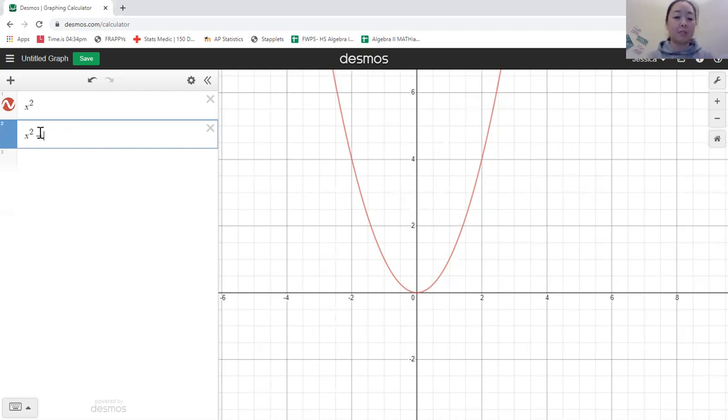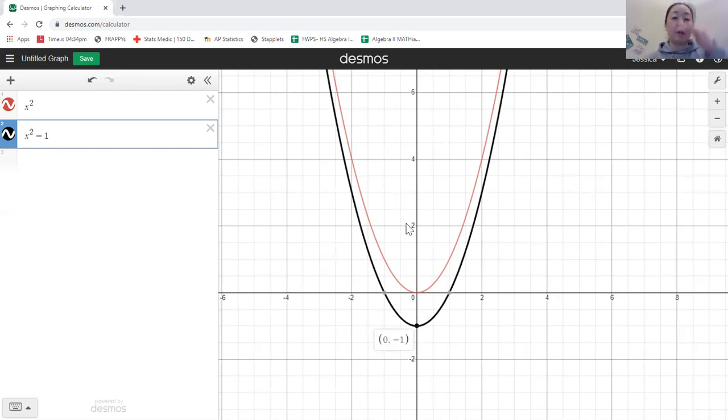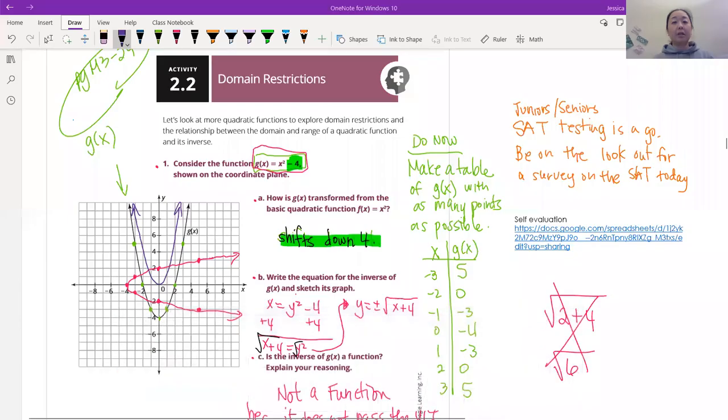So if it was like -1, right? So that's going to be right down here at -1. So that's how it moves. So it has the exact same shape as this parabola right here. It's just shifted down. So if we look back on here, okay, so that's the shift.